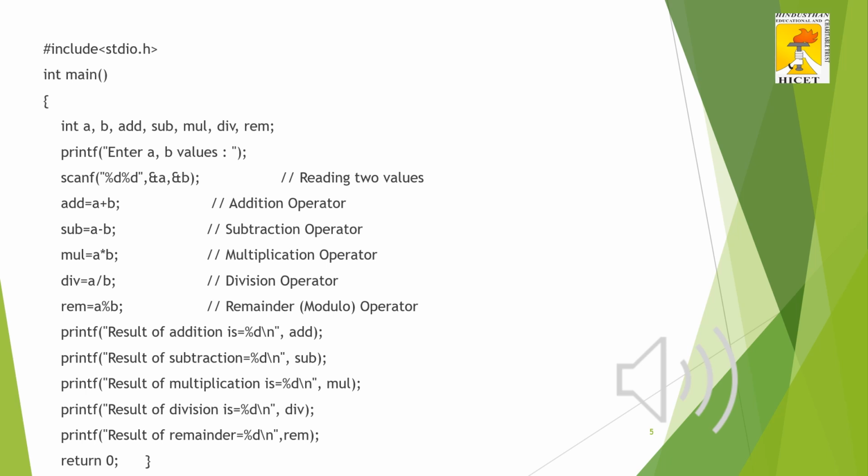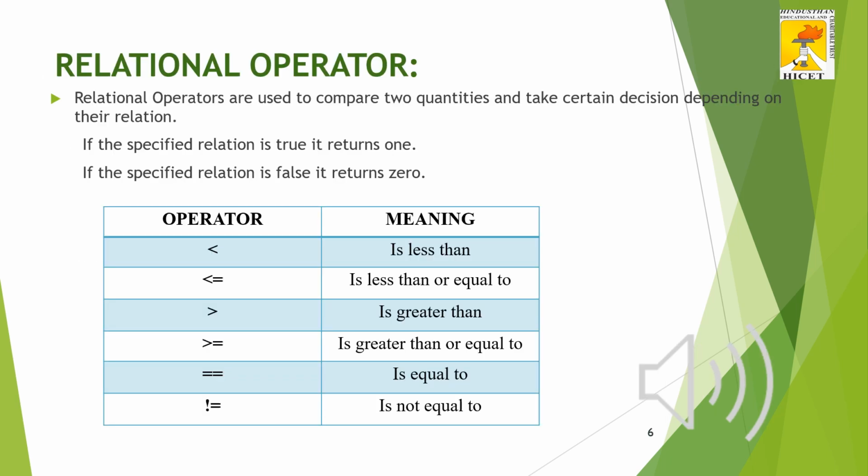Here is a simple example of arithmetic operations, using addition, subtraction, multiplication, and division. As I already told, if you want to get the remainder, use the modulo operator. In this single program, we use all the arithmetic operators. This is a simple example for addition, subtraction, division, multiplication, and the modulo operation.